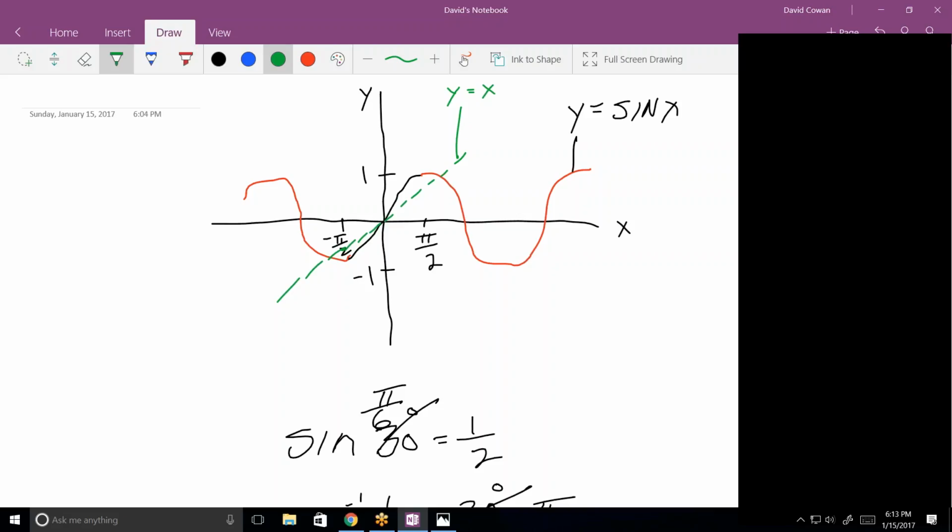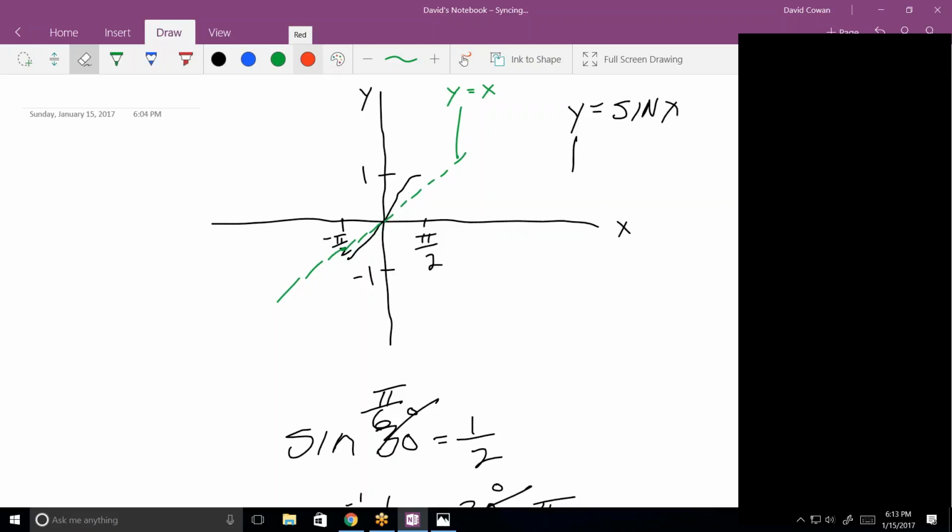Okay. So what mathematicians have done in order to avoid that is they restrict the domain of the sine function from minus pi over 2 to pi over 2. And that's the fourth quadrant and the first quadrant. So in other words, they only deal with what I have in black there.